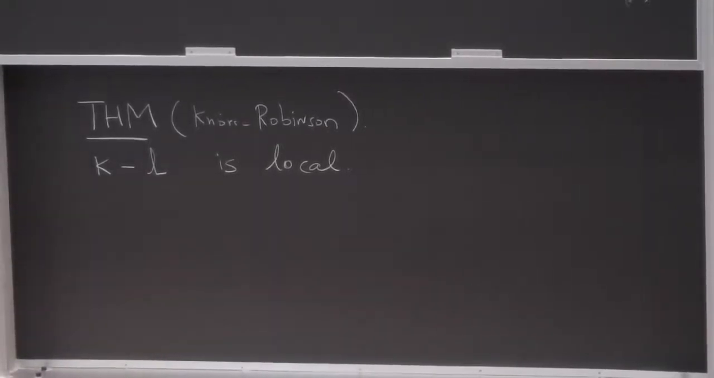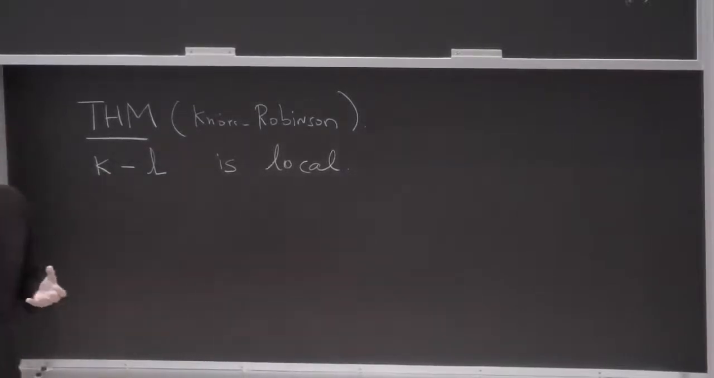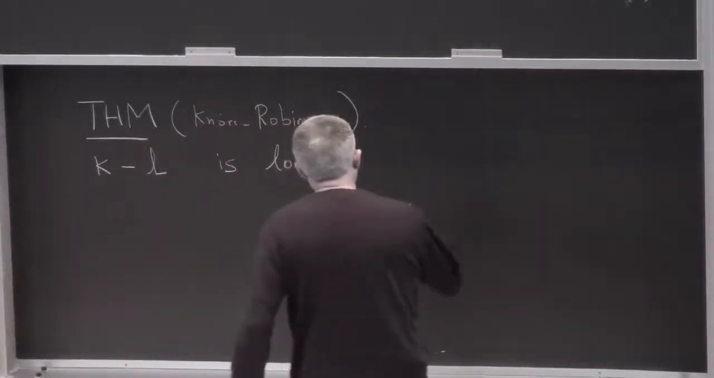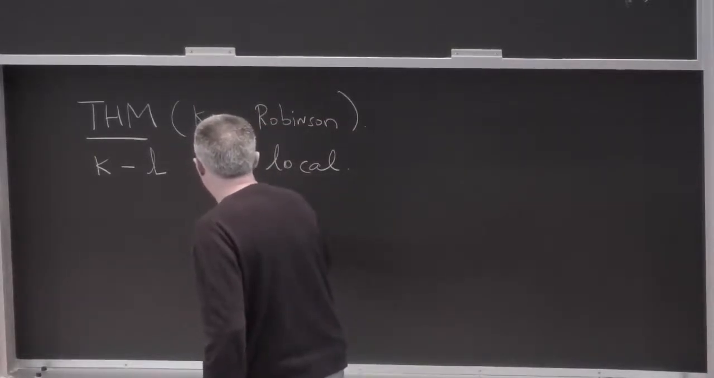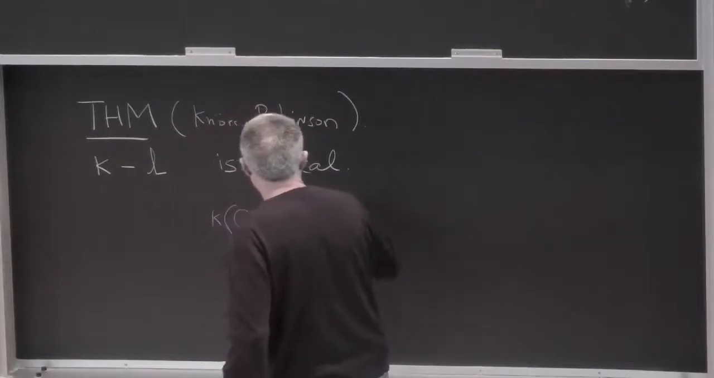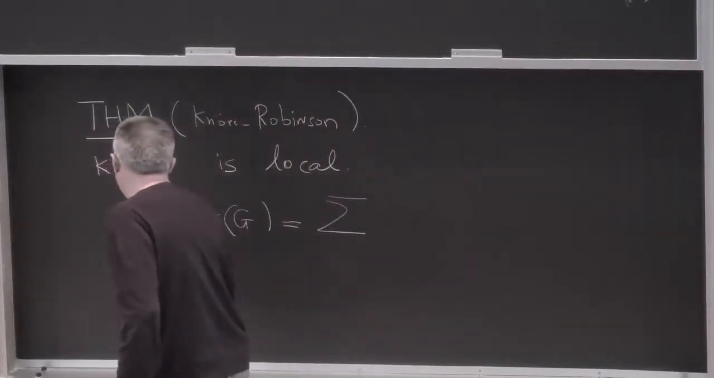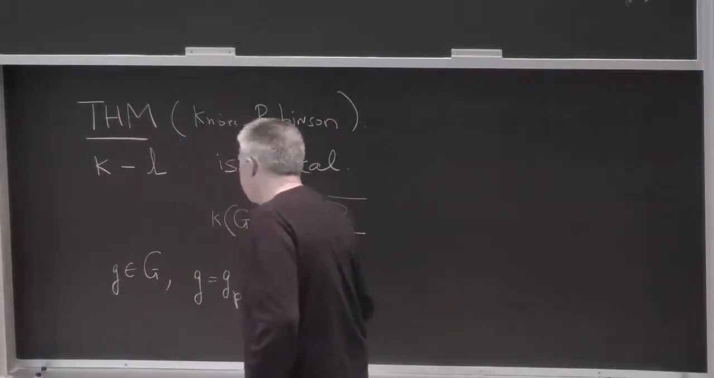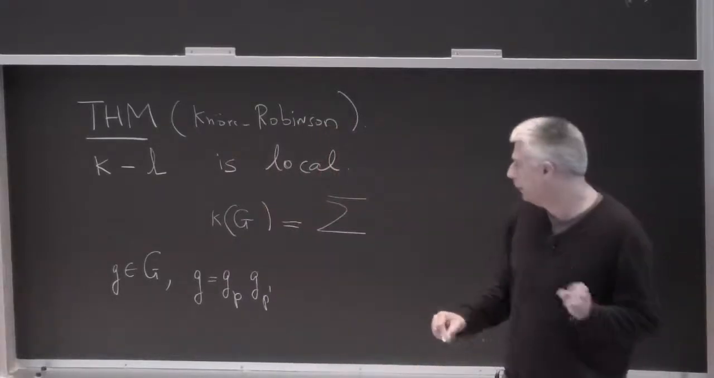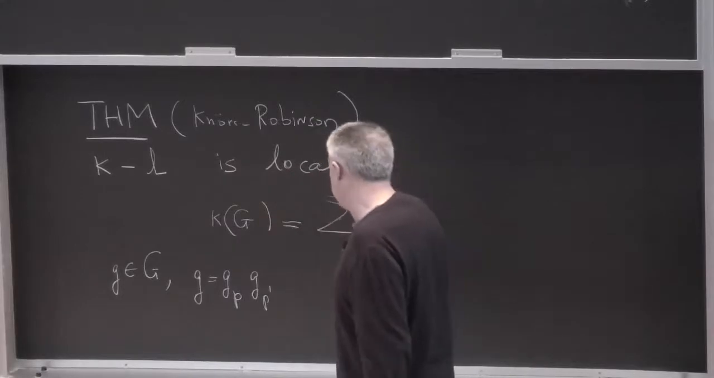Okay, why? What I'm trying to say here is, what is the idea? Why is k minus l local? Here's the idea. If you know a little bit of group theory, you know how to count the number of conjugacy classes of G in a nice way. If you have an element of a group, you can write it as the p part times the p prime part. I hope that everybody is familiar with this. And then you can count the number of conjugacy classes in a nice way.